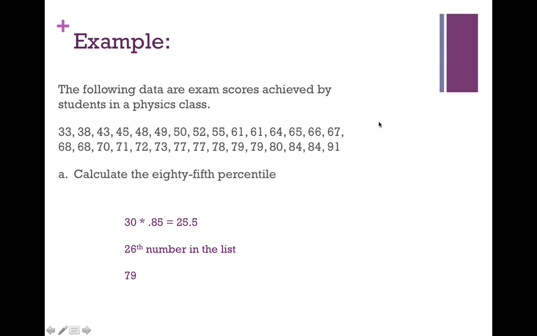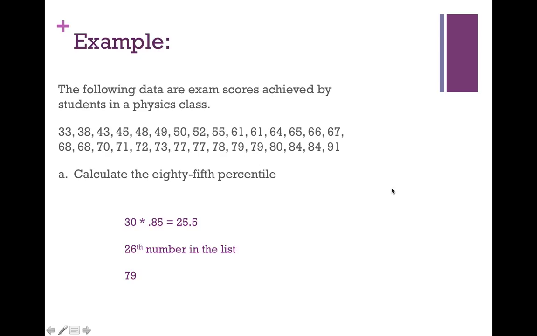So I'm literally going to count over 1, 2, 3, 4, 5, 6, 7, 8, 9, 10, 11, 12, 13, 14, 15, 16, 17, 18, 19, 20, 21, 22, 23, 24, 25, 26. So the answer is 79.